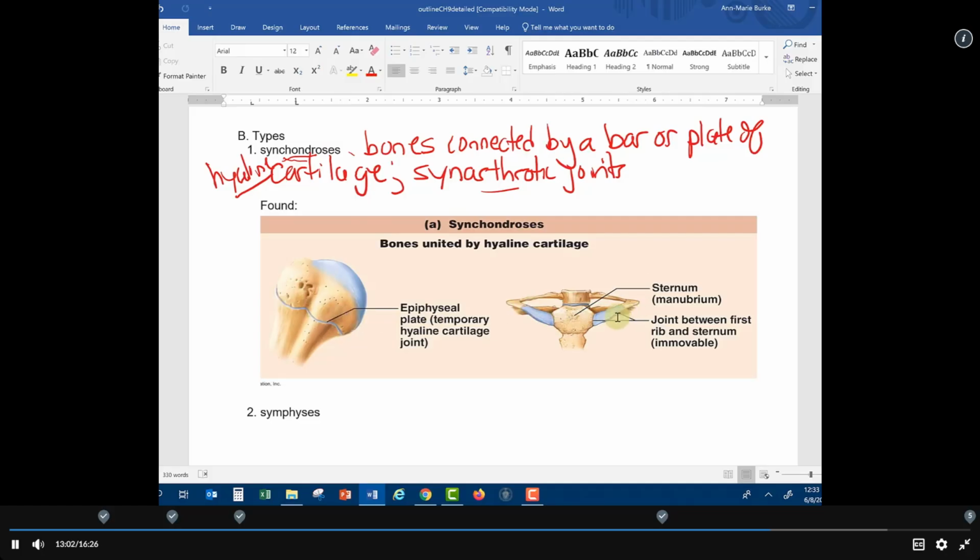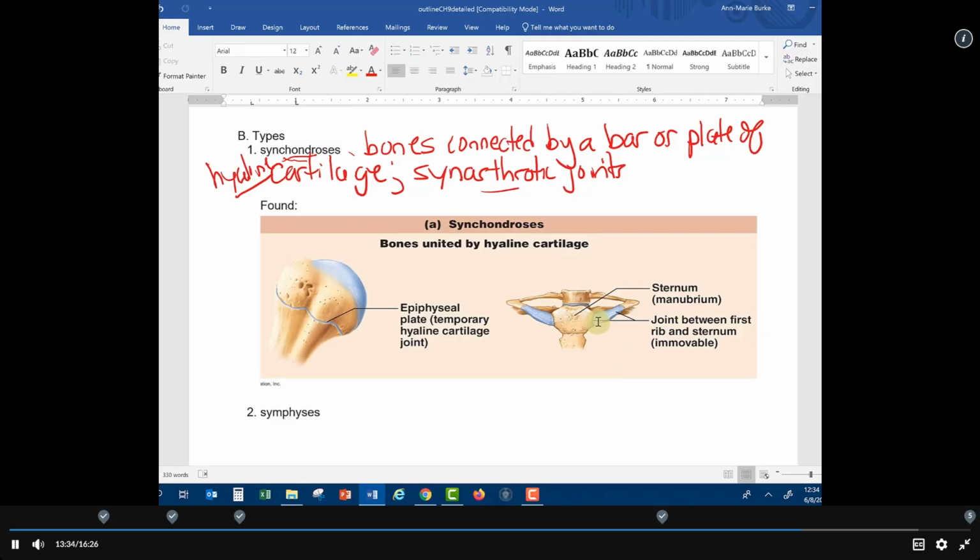Here's another example. It's between the first rib and the sternum. First rib and the sternum. And blue, remember, is the color they use to indicate hyaline cartilage. So this is immovable. However, the joint between the other ribs and the sternum is not a synchondrosis. So you might say, well, why is that? Because they all have cartilage connecting them to the sternum. It's costal cartilage. And I would say, yep, you're right, except they can't be cartilaginous joints.